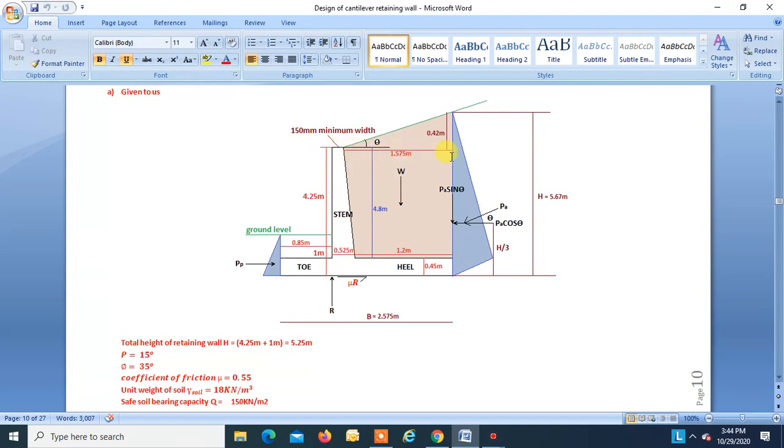So once you know this, you can find this height. Okay, theta is known, 15 degrees. This is known. So this comes out to be 0.42. So this total height is 5.67 meters. Okay. So now we will find the actual value of PA. Okay.